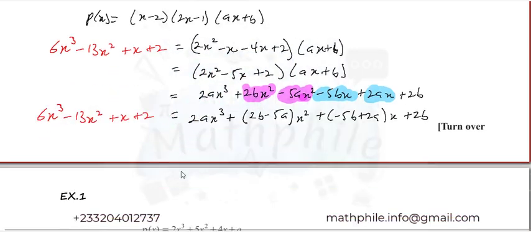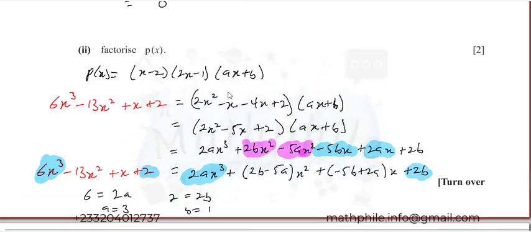Okay, so in this case, we can say that 6 is equal to, since I'm comparing 6x cubed to 2ax cubed, so 6 is equal to 2a, where a is going to be equal to 3. Then we can do another comparison. So 2b, this one without x, and the one without x. So 2 is equal to 2b, and b is equal to 1. Therefore, the final answer would be p of x.